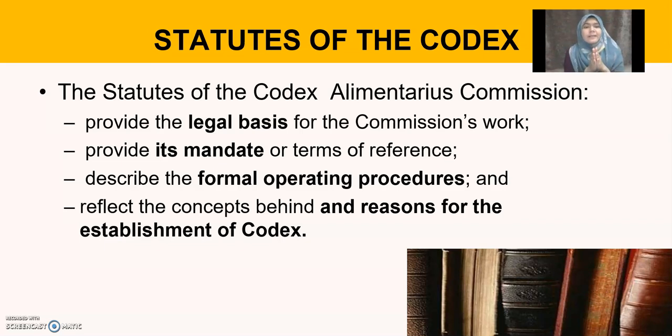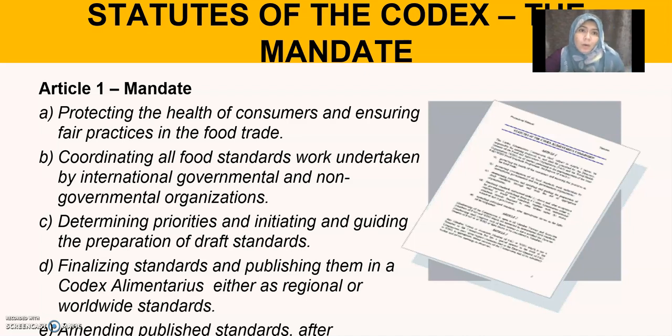The statute of the Codex provides the legal basis for the Commission's work. Number two, it provides its mandate or terms of reference for the CAC. Number three, it describes the formal operating procedures to develop the Codex Alimentarius. And the fourth is to reflect the concept behind and reasons for the establishment of Codex. So there are about four statutes in the CAC. Again, number one, to provide the legal basis. Number two, to provide the mandate or terms of reference. Number three, the formal operating procedures. And number four, to reflect the concept and reasons for the establishment of Codex. So these are all the statutes of the Codex.